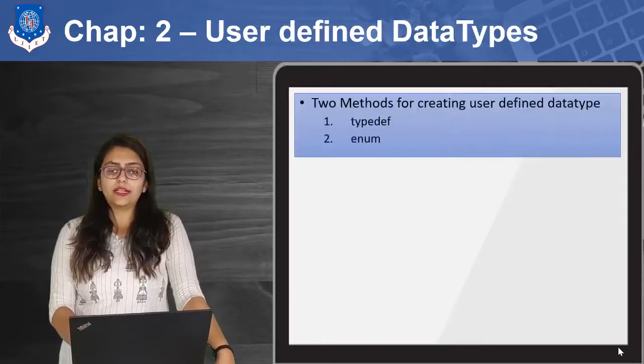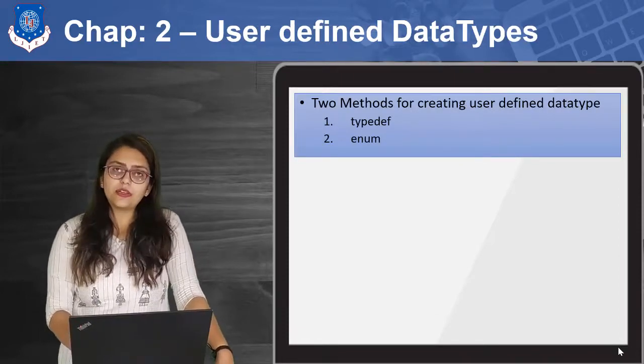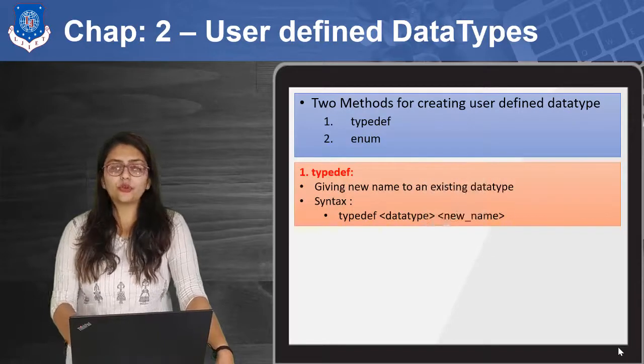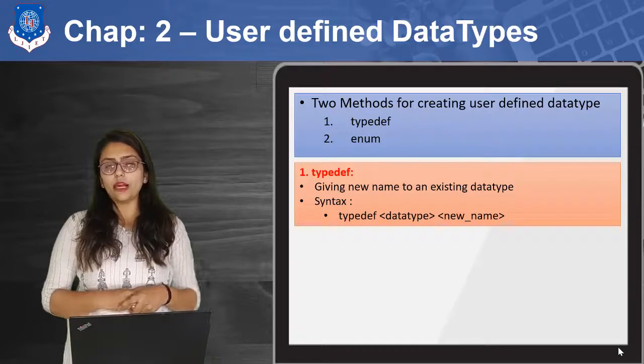Now user defined data type. So basically there are two types of user defined data type. First is typedef, second is enum. I will show you one by one every user defined data type. First I would like to talk about typedef.